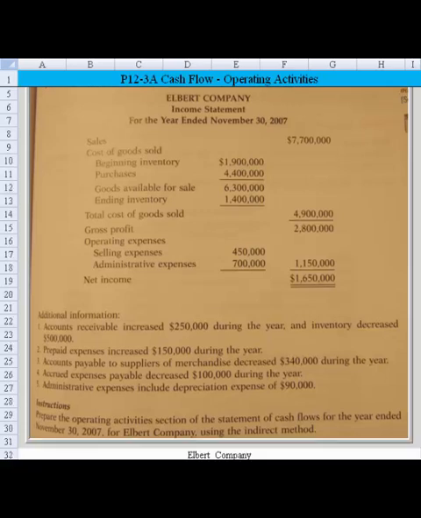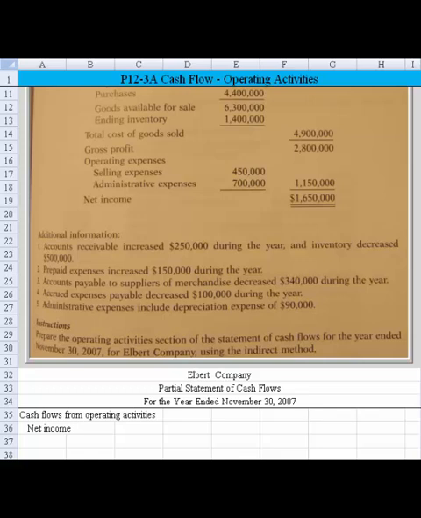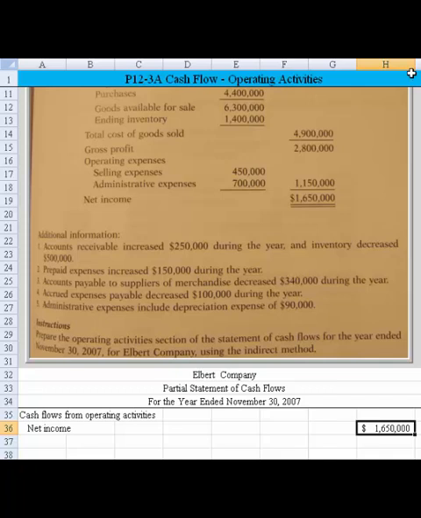Okay, so let's slide up a little bit. And you'll see that I started the problem here down below. I've put together the title, and then the first line is net income, and from the left of the mouse I can drop in 1,650,000. And why don't I put a dollar sign on that? We've got to make that a little bit wider. That should work just fine.